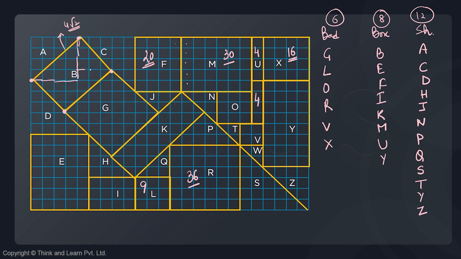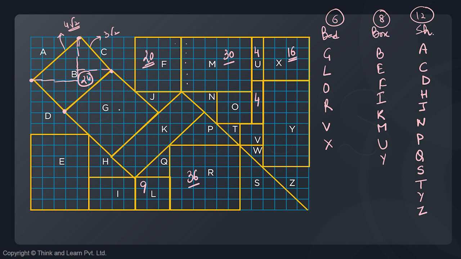What about the other side? The other side is 1 plus 1 plus 1, that is 3, and 1 plus 1 plus 1, that is 3. So this side is 3 root 2. So 4 root 2 into 3 root 2 is equal to 24. So the area of this complete B is going to be 24.